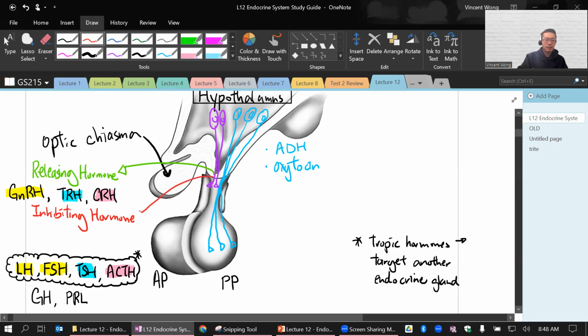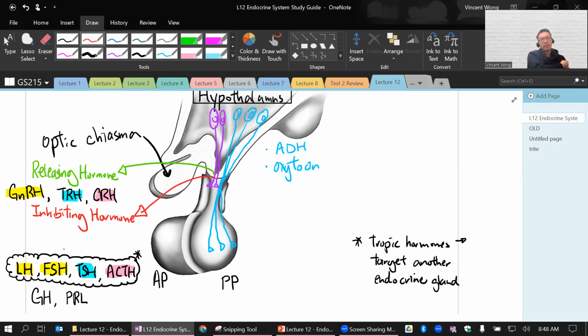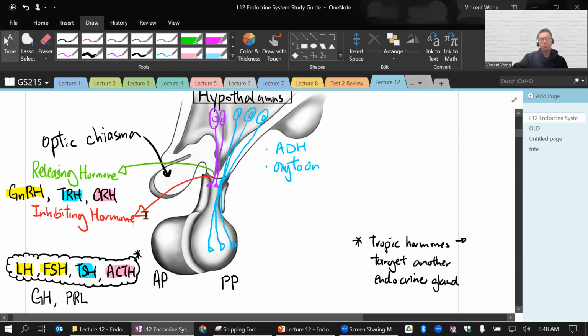Now don't forget there are also inhibiting hormones to stop the release of these things, but it's too much. We're not going to talk about it. Does anyone have any question about this diagram here? Other than what they stand for, we're not going to worry about that right now. The key idea is to know the relationship between the hypothalamus and each of the pituitary glands. Any question?